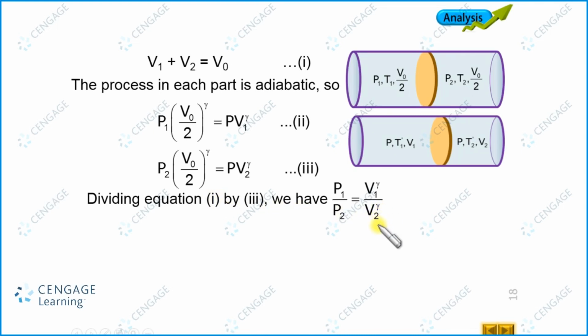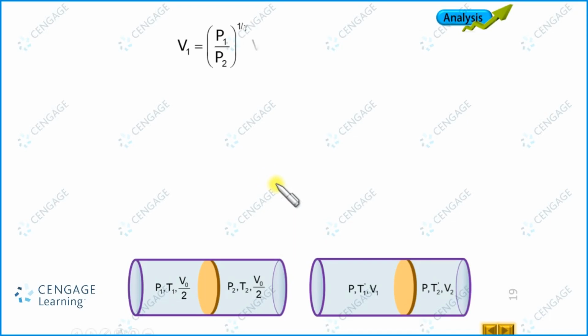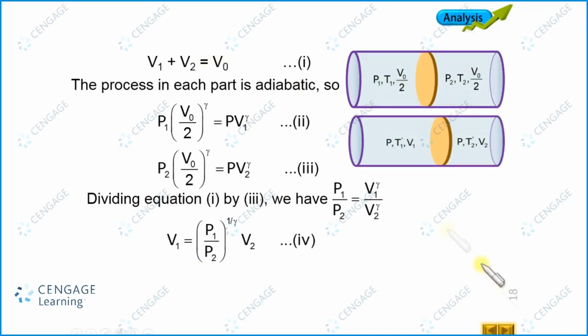So from this equation we can write V1 equal to (P1 by P2) to the power 1 divided by gamma multiplied by V2. Say this is equation number 4. And we know V1 plus V2 equal to V0. We can substitute the value of V1 in terms of V2. This equation will give the value of V2. So let us write this equation on the next page. Now we are going to substitute the value of V1 in this equation.